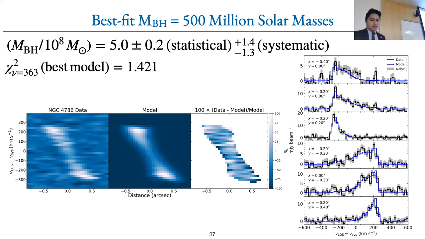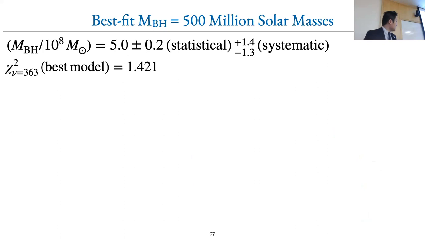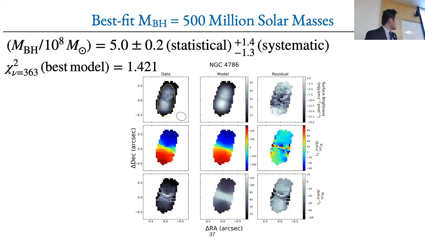We take a look at the rotation curve, or the position velocity diagram, on the left here, with the velocity on the y-axis and the distance from the center on the x-axis. You can again see that the models do a pretty good job of getting the overall shape correct. So again, one last visualization, the moment maps.